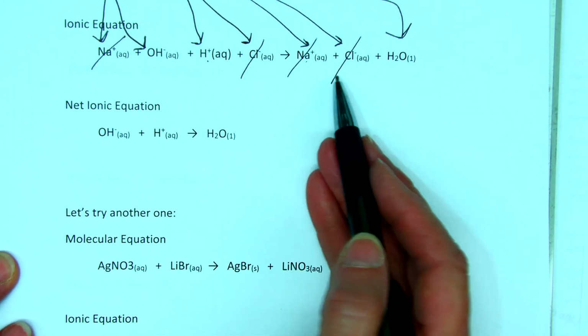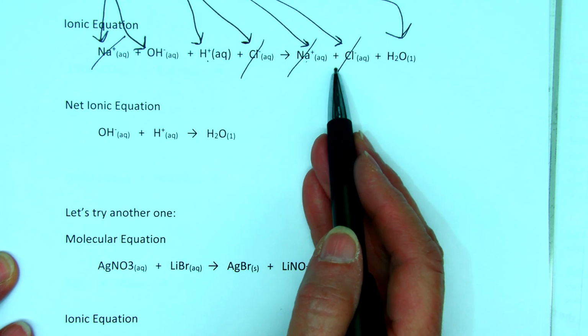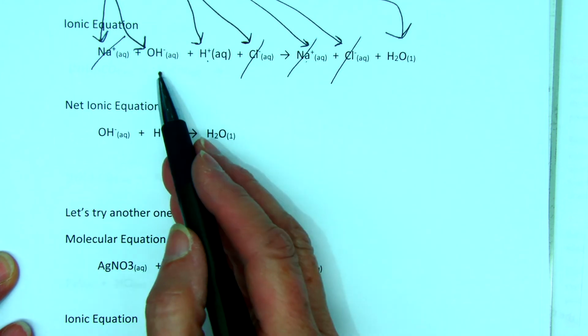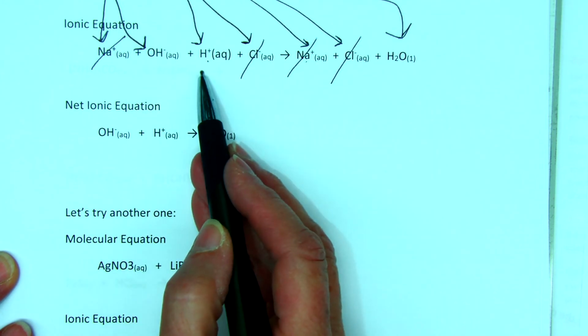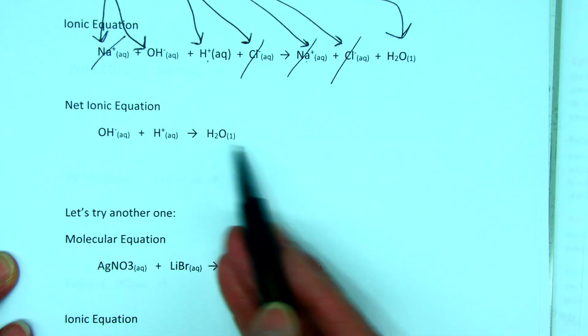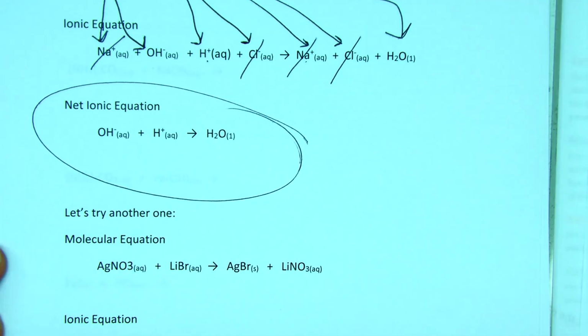So, you have to have somebody taking you to the dance. We need something that got hydroxide and hydrogen in the beaker. And then they can hook up, and this is the real chemistry.